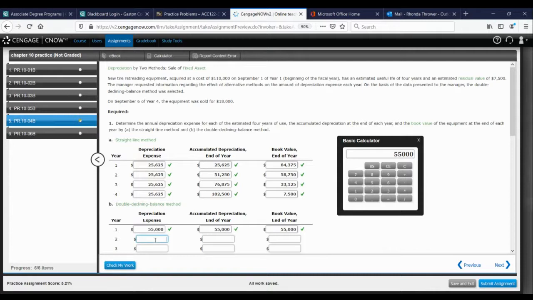All right, in year 2, our depreciation expense was 27,500. The accumulated depreciation was 82,500.